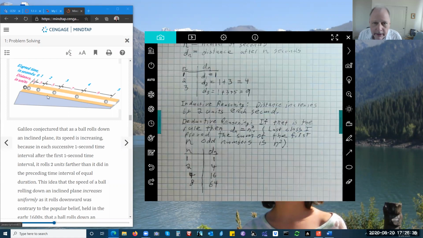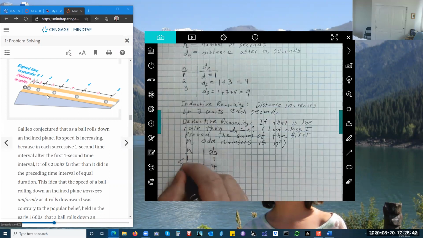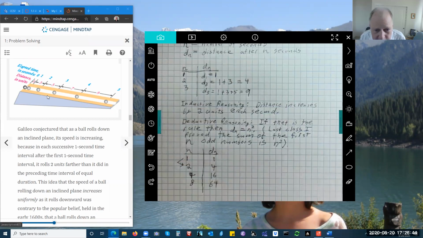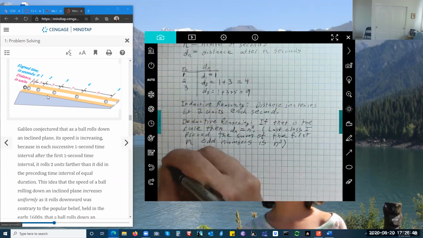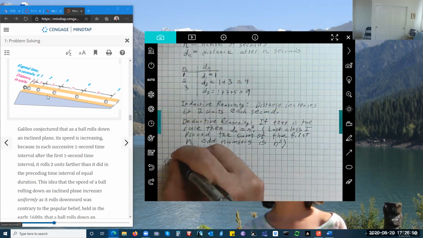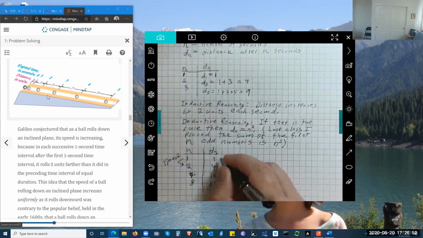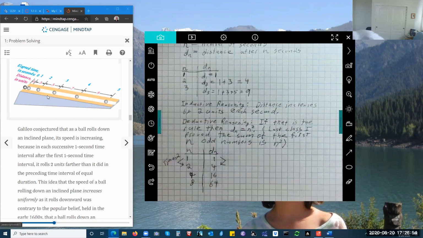It looks like every time I double the time, I'm writing times 2. What happened to the distance? It was times 4.